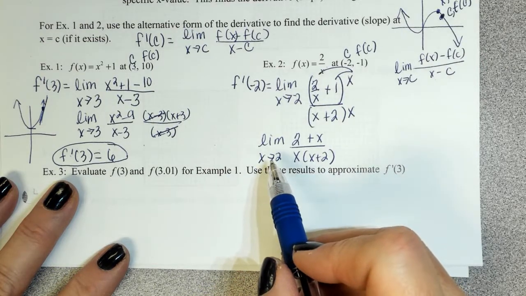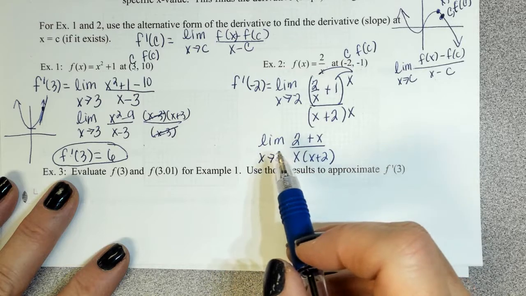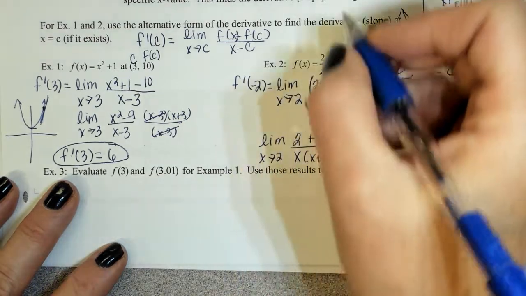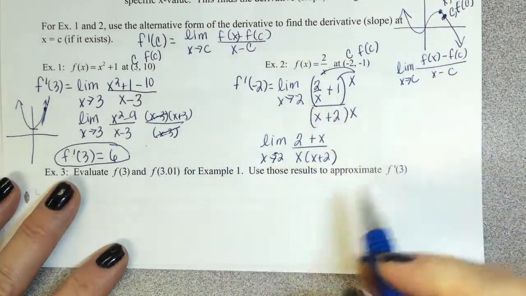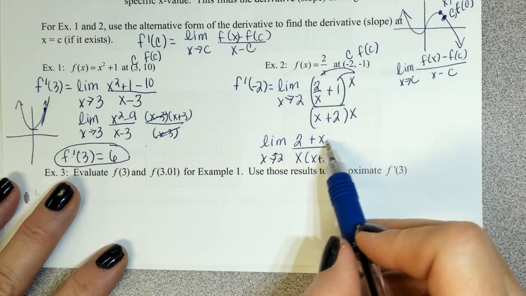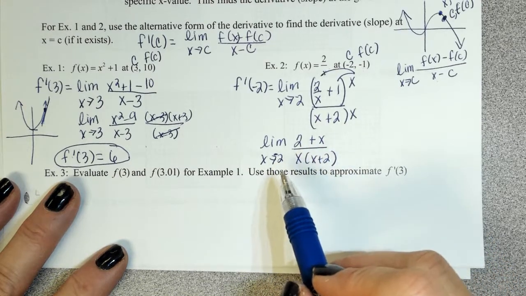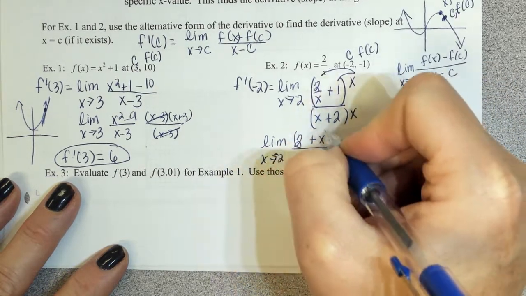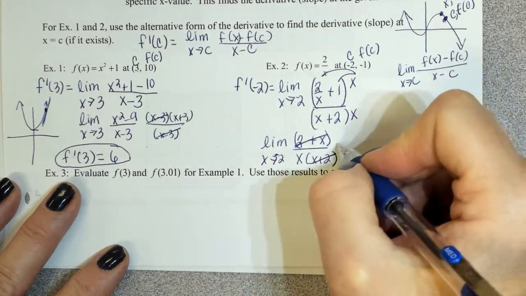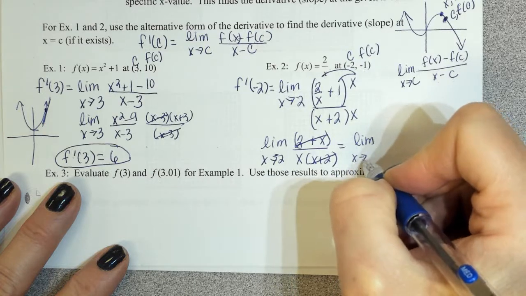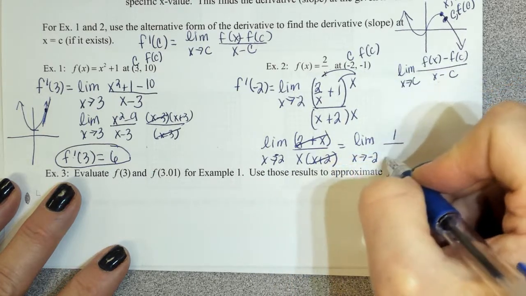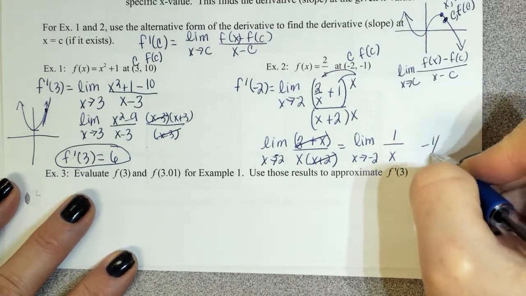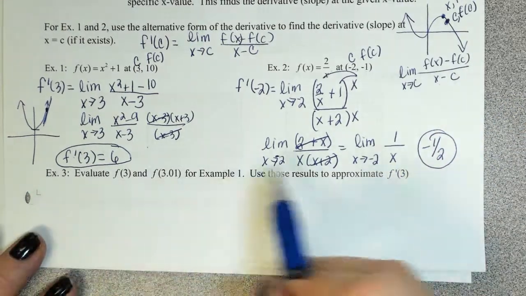I try to plug in. If I plug in, why am I not getting 0 over 0? Oh, it's negative 2, sorry. This should be negative. So if I plug in negative 2, I'm going to get 0 over 0 again. But what can I do here? Yeah, this is x plus 2 right here as well. So I can cancel this out with that. So now what I have is the limit as x approaches negative 2 of 1 over x. And now we just plug it in, and what do we get? Negative 1/2. That's going to be the slope right there.